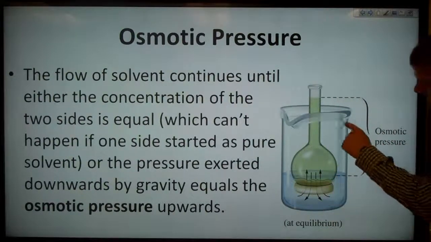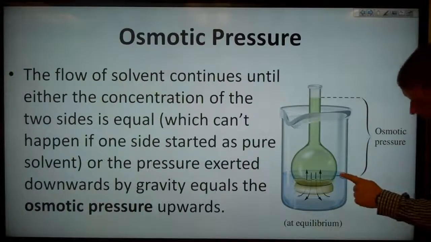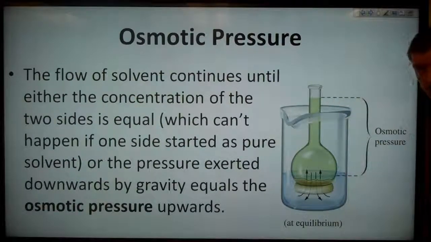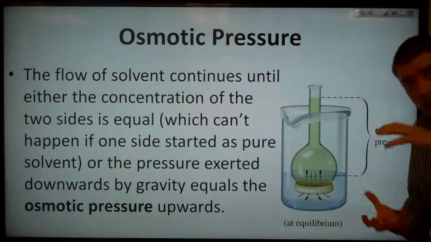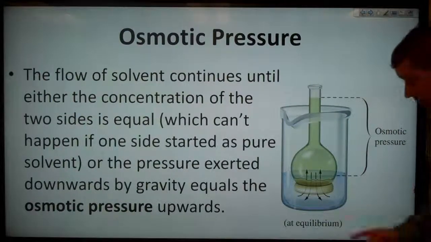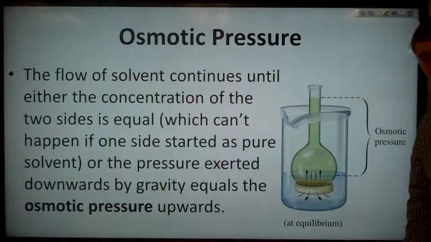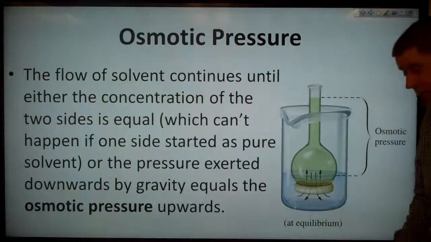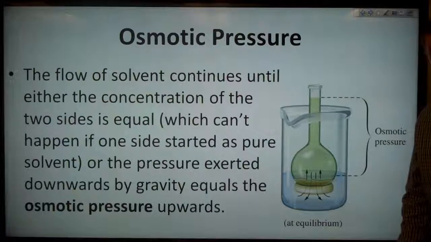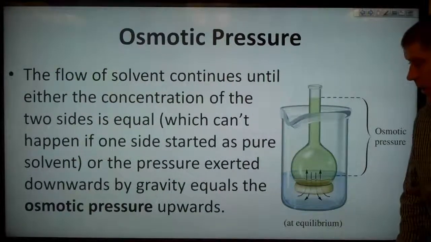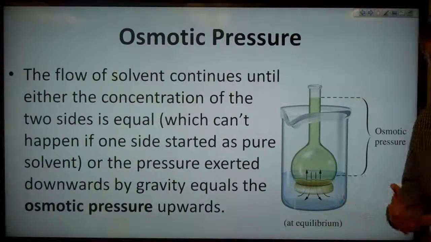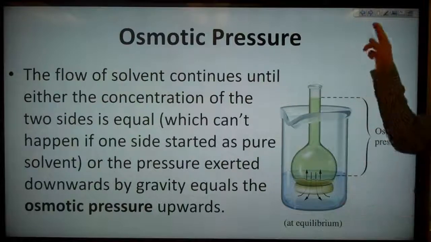So at some point, you have a difference in height between the solution outside the container and the solution inside the container. That difference in height causes a difference in pressure pulling down on the solution. That height difference causes a pressure down here on the membrane from the inside due to gravity, but there's also osmotic pressure pushing the solvent in through the membrane. And so once those pressures become equal, then and only then will the osmosis stop.